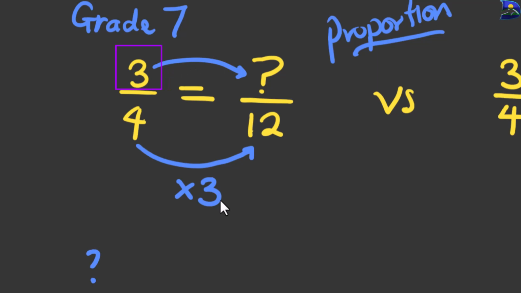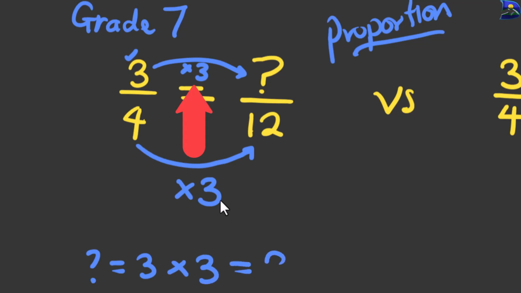Therefore our question mark, which is the unknown value, is equal to 3, which is the numerator of the given, times what? 3. And once you're able to accomplish this, this gives us our answer to be equal to 9.